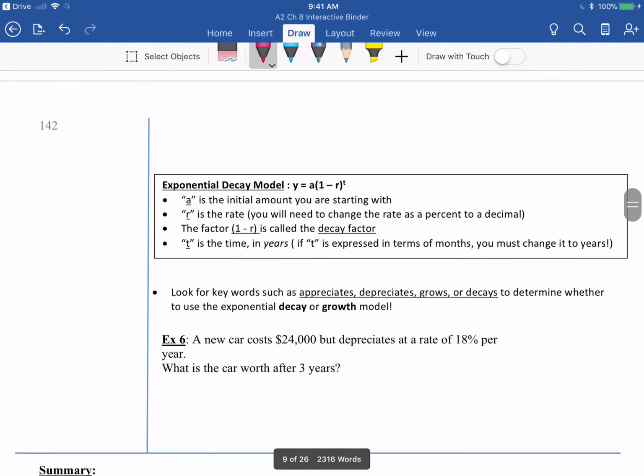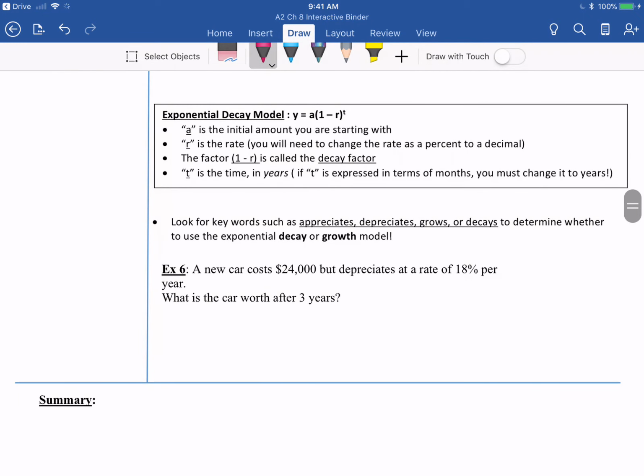As we move on, now we have to evaluate. So now we have this exponential decay model, which is y equals a(1 minus r)^t. As you guys notice, this equation should look really familiar to exponential growth, but what's the only difference? It's got a minus instead of a plus. So now we have y equals a(1 plus or minus r)^t. You have to do some determining for yourself. Am I going to use the plus or am I going to use the minus?